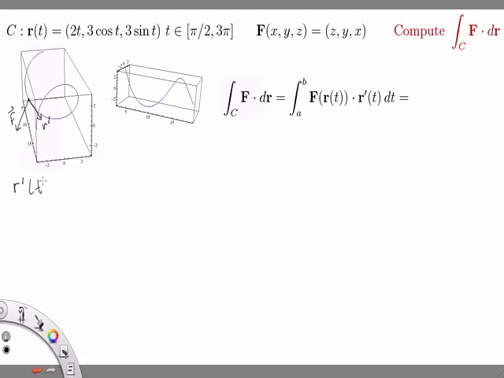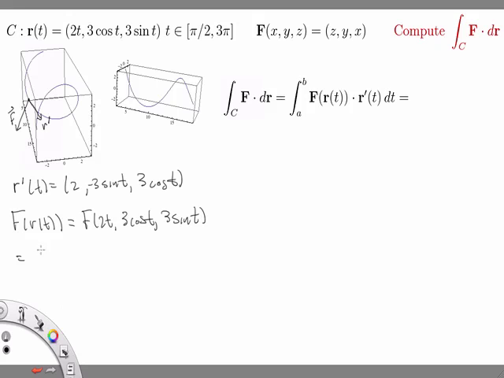So r prime of t is 2, minus 3 sine t, 3 cosine t. Now we don't need to take the magnitude of r prime. We can actually get away without ever computing that. Even though it's sort of implicit behind the scenes, we can avoid using it. Then the other thing we need is f of r of t, which is f of 2t, 3 cosine t, and 3 sine t.